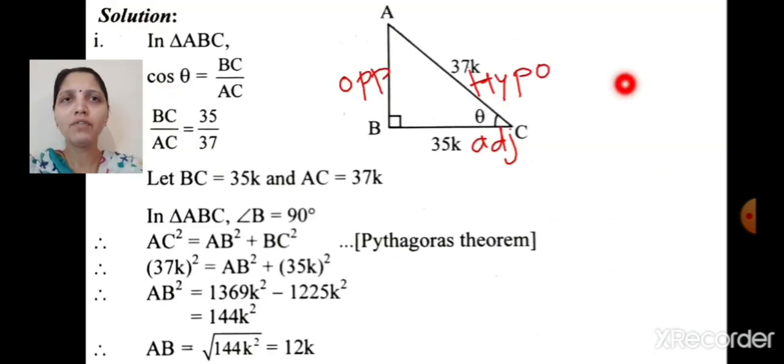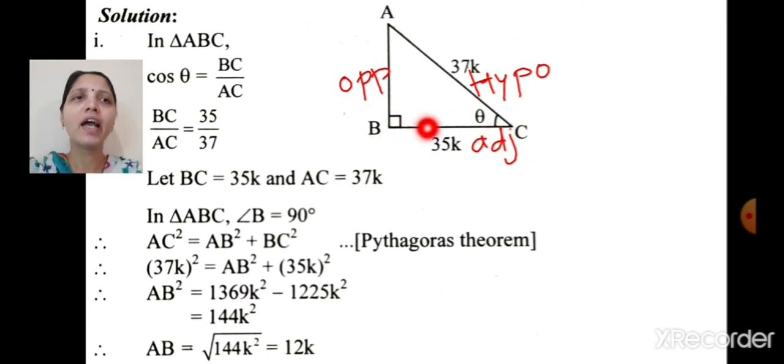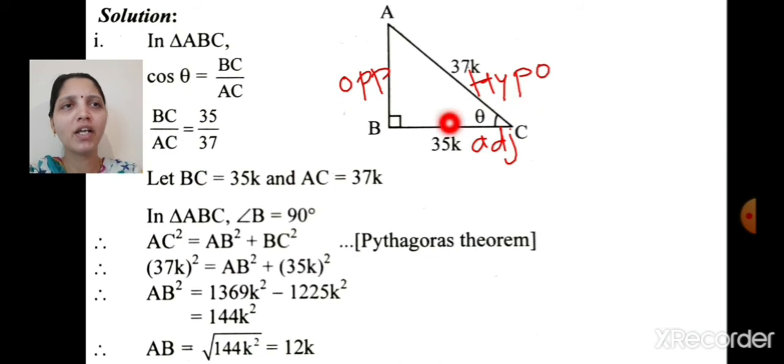In the first one, cos theta ratio is given to us and you have to find sin theta and tan theta. So in this triangle ABC, angle B is of 90 degree and angle C is theta. Then what is the cos theta ratio? It is adjacent side upon hypotenuse. That means BC upon AC. So your BC upon AC ratio is 35 upon 37.